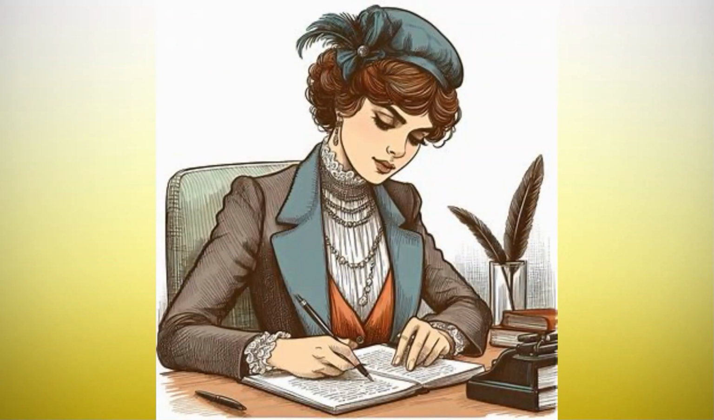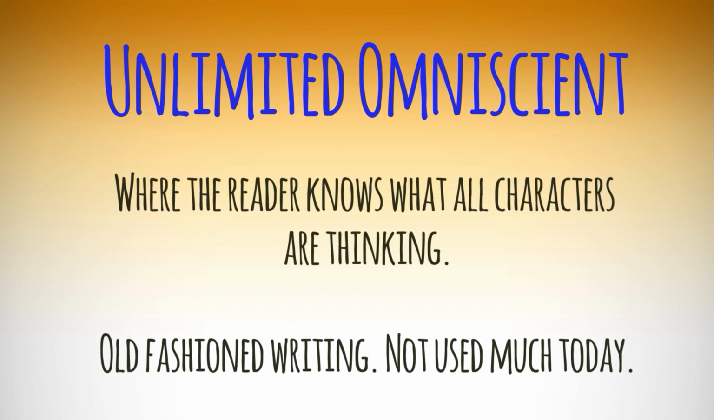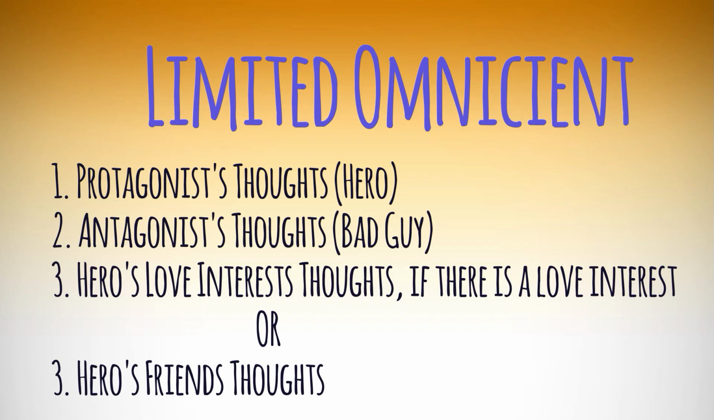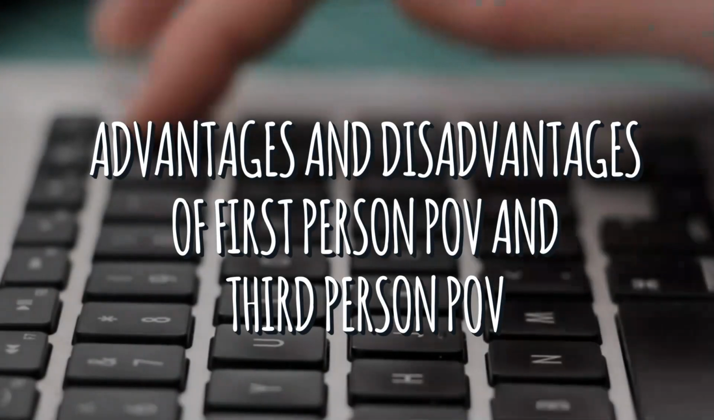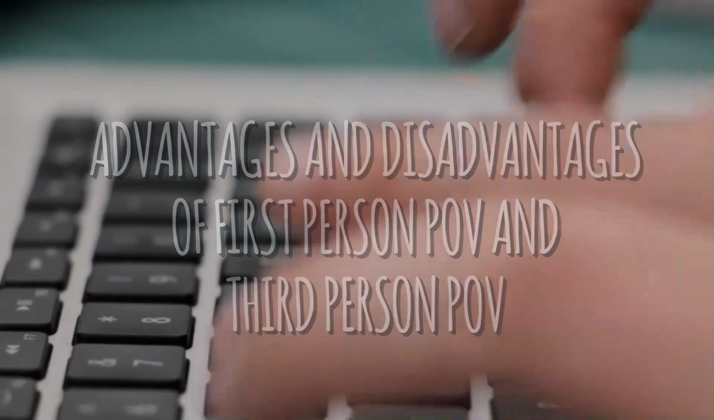Sometimes in the past, it wasn't uncommon where an author would write a book and the reader would know what every single person was thinking. That's called unlimited omniscient. One of the reasons we don't use that anymore is it distances the reader from the main characters. It's almost like God is talking, and that distances the story from the readers. What I recommend is limited omniscient, where you pick several characters and you allow your reader to know what they're thinking.